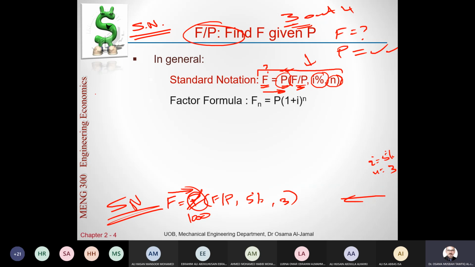A cash flow diagram. Now let me tell you how the marks will be distributed. For example, if we are going to do the cash flow diagram, CFD, it can have 2 to 3 marks. The standard notation, almost 6 marks, so it's 5 to 6 marks. The final answer, 2 to 3 marks.